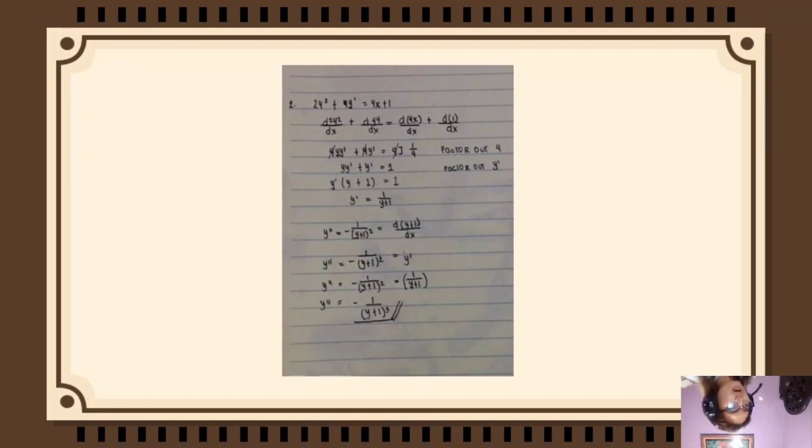Kaso ang hinahanap natin, hindi pa nalagay dito. Ang hinahanap natin, ito. Hinahanap natin, second derivative pa. Okay. So, ayan na nga. Diba dahil naman to, pwede naman natin naging negative. Negative 1 over y plus 1 squared.